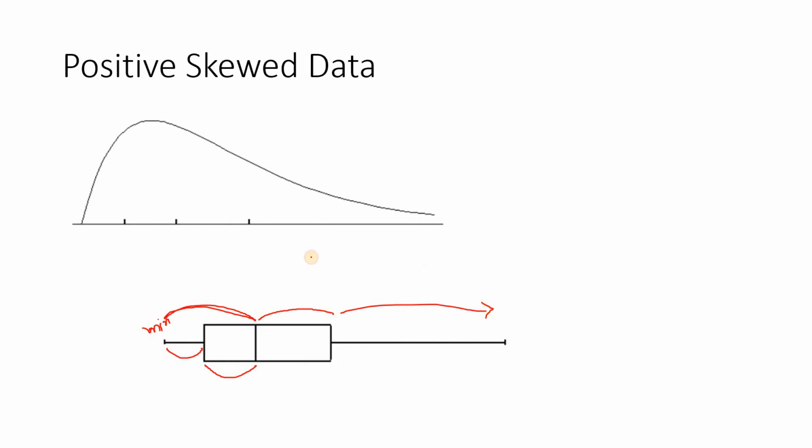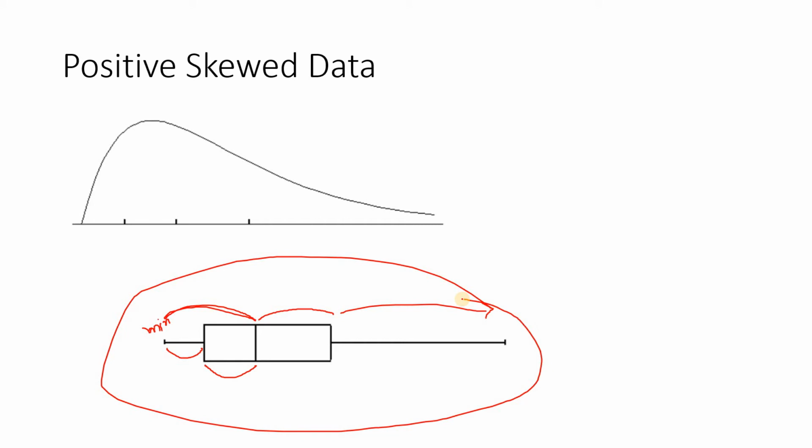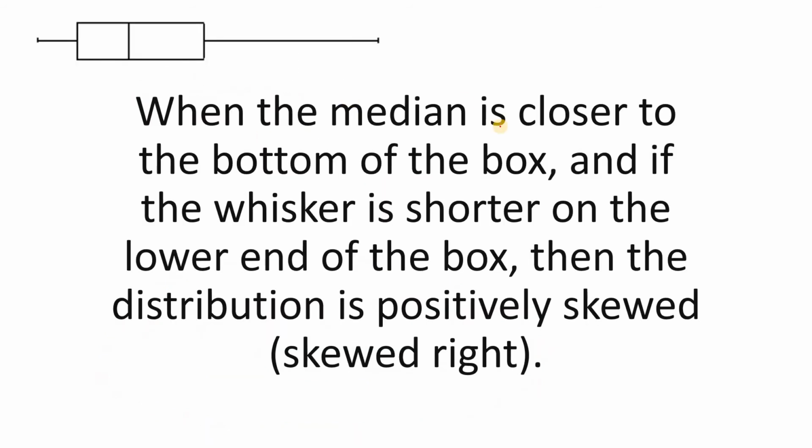So what is the feature of this box plot? Can you tell me from simple visualization? Yes, the median is closer to Q1 and the minimum side whisker is not very lengthy, but this side is very lengthy. If we get this kind of box plot, then we can simply conclude that the data is positively skewed. So the conclusion is when the median is closer to the bottom of the box, which is basically Q1, and the whisker is shorter on the lower end, right?